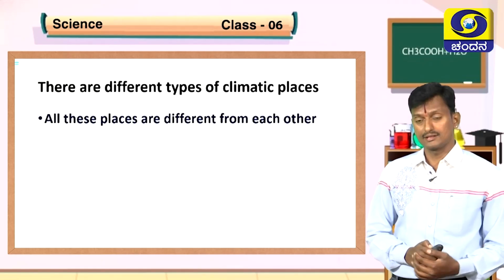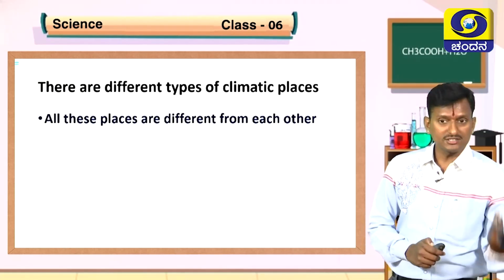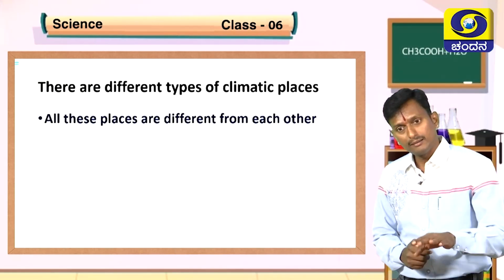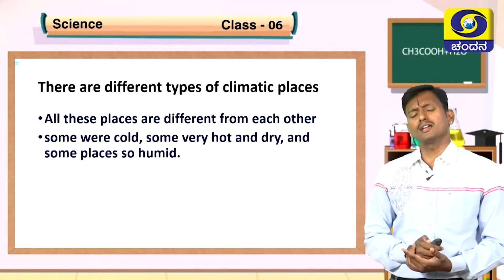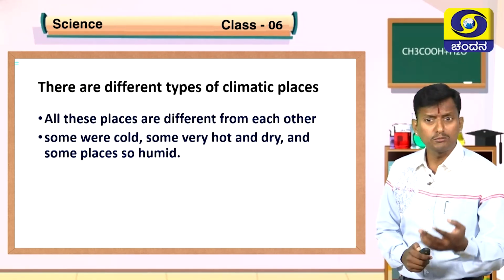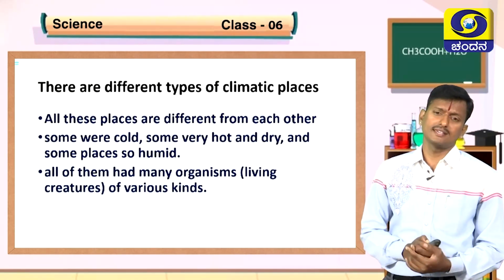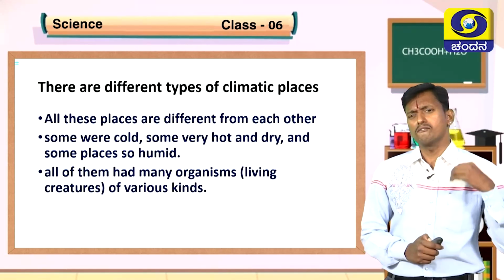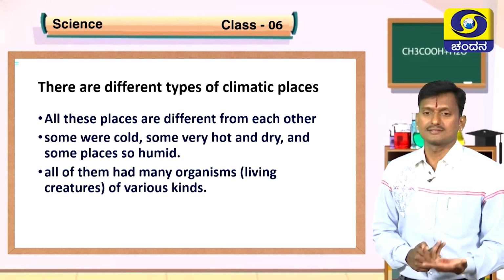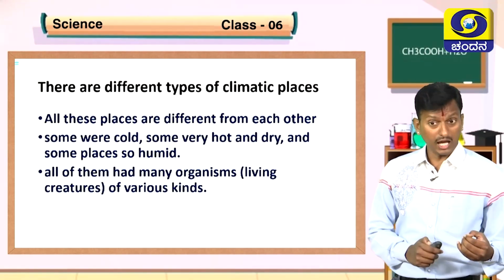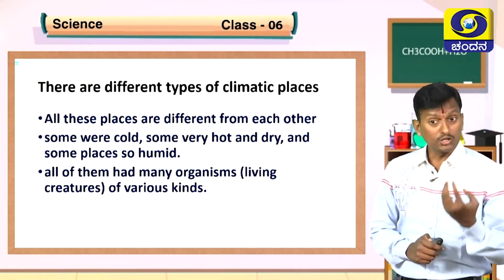That means a desert is different from a forest, which is different from a sea, which is different from the polar regions. Some were cold, some were hot and dry, and some places are so humid. All of them had many organisms, say living creatures of various kinds. Do you think all these varieties of animals have similar features, similar body structures?